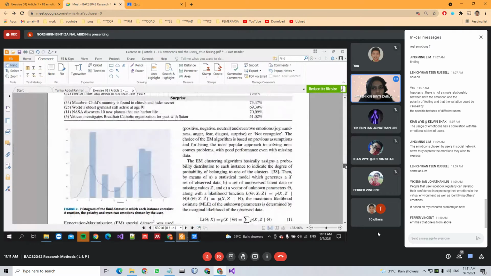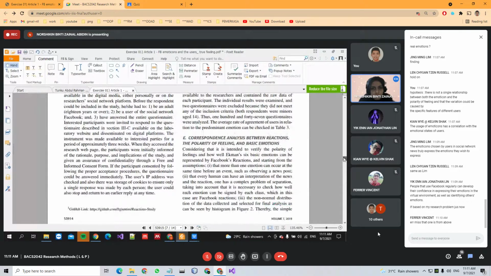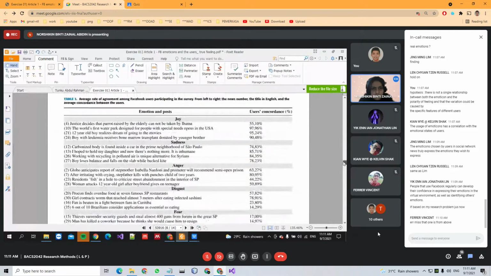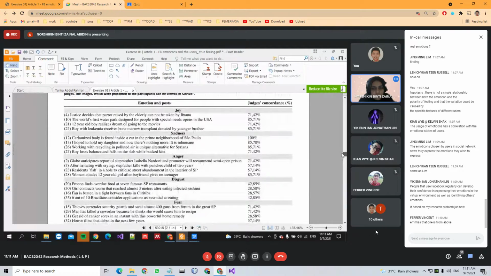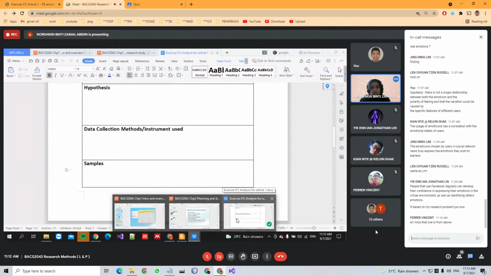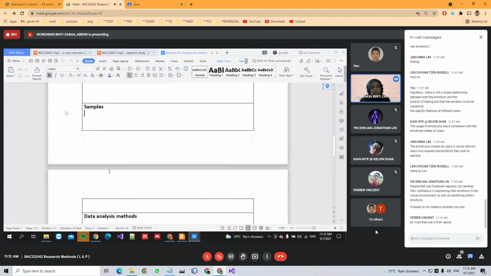This is result. Sample. For sample, it can be any data that you sample, for this part, it can be any data or anything that you extract during your data collection.